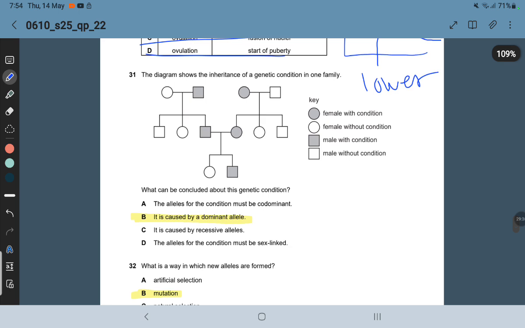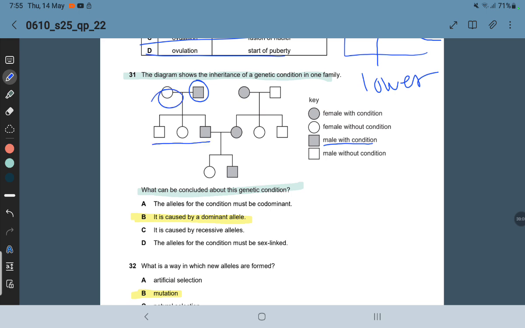31, we can now understand what? Let us analyze this question carefully. You can see here a pedigree. The diagram shows inheritance of a genetic condition in one family. What can be concluded about this genetic condition? So we can see here a male with the condition married a female with the condition.